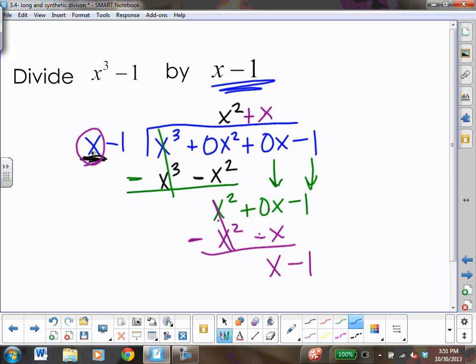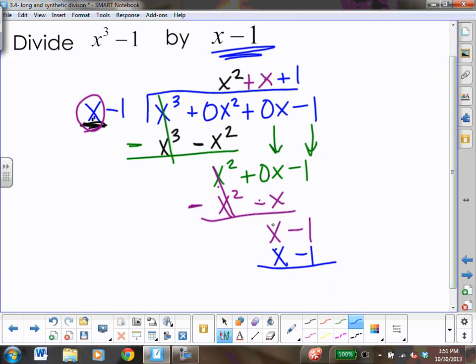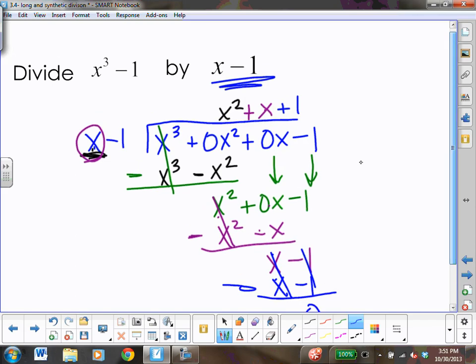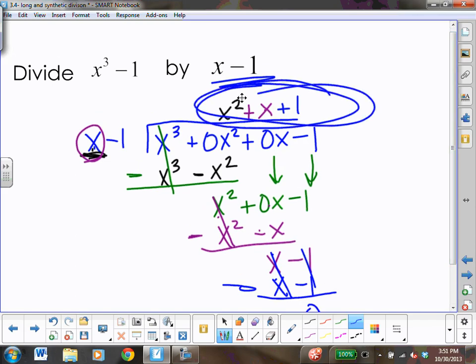How many times does x go into x? That would just be 1 time. And then I multiply the 1. 1 times x is x. And 1 times negative 1 is negative 1. This time, when I subtract, all the things cancel out, and I have no remainder, which means that x squared plus x plus 1 and x minus 1 are both perfect factors of x to the third minus 1.